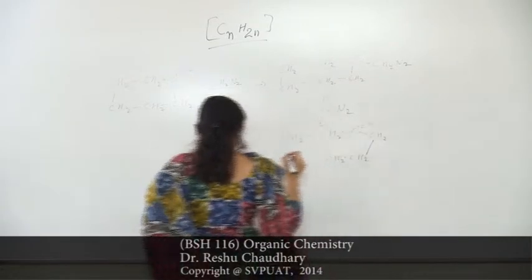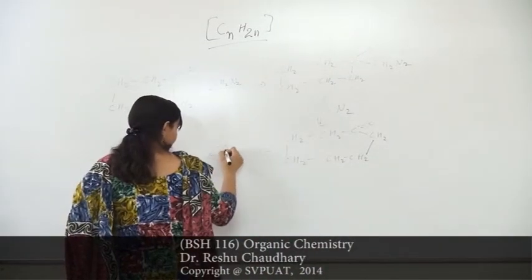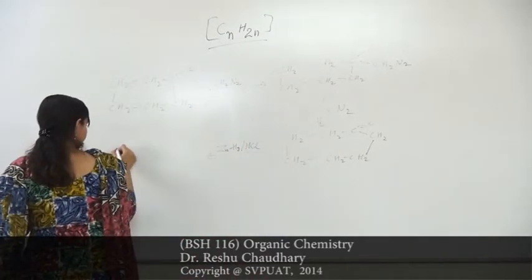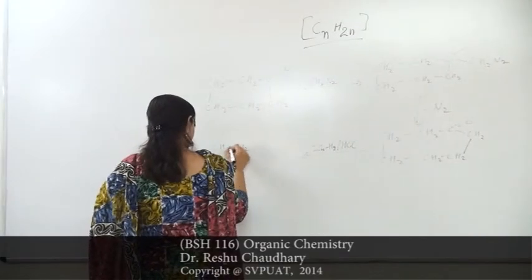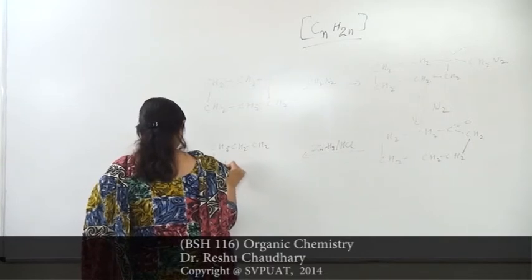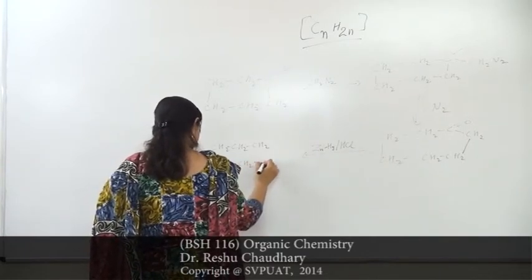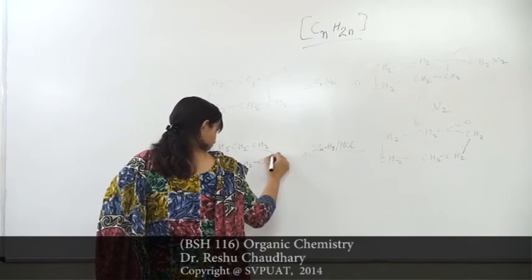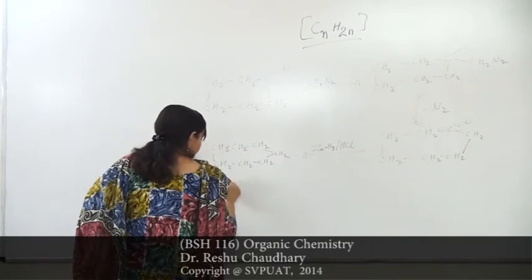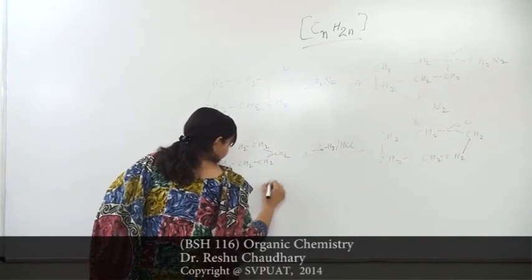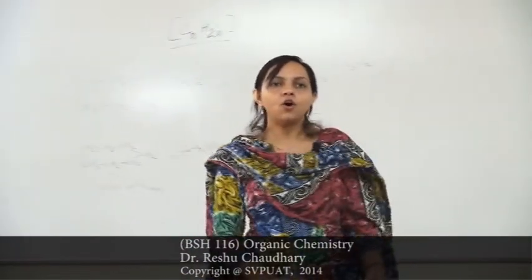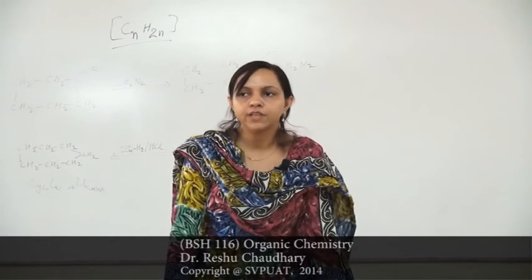this will attach with this, and when in presence of zinc, mercury and hydrochloric acid, then forms CH2, CH2, CH2, and one more CH2. This is 1, 2, 3, 4, 5, 6, 7, cycloheptane or cycloalkane. These are all methods for the preparation of cycloalkanes.